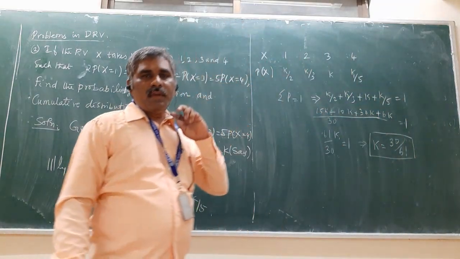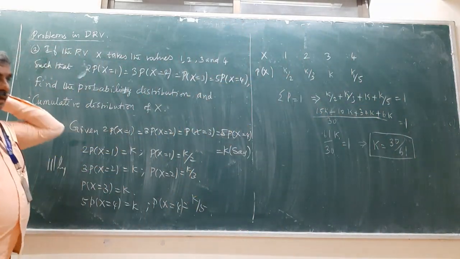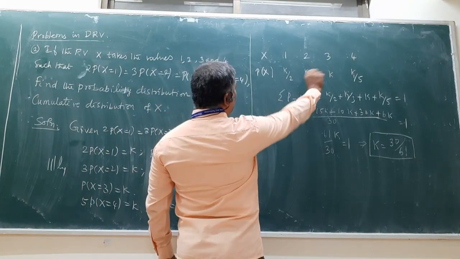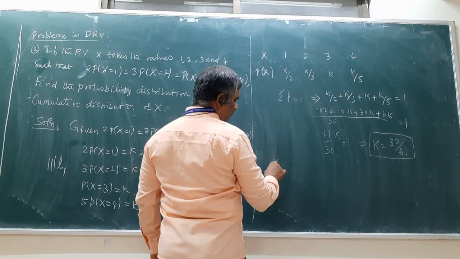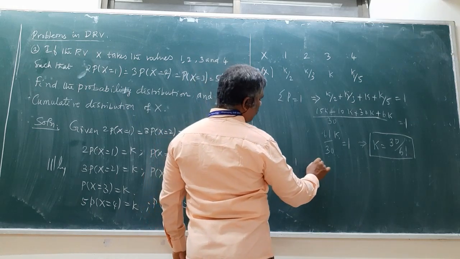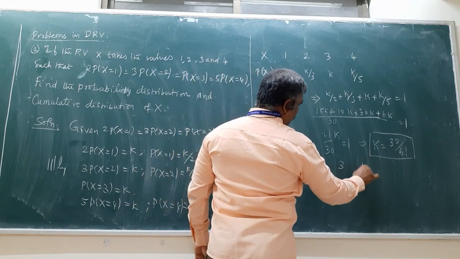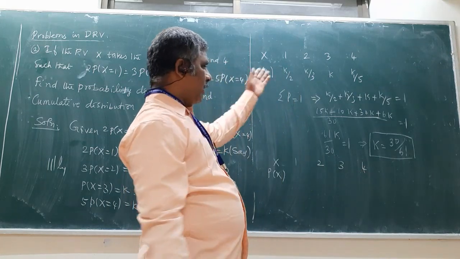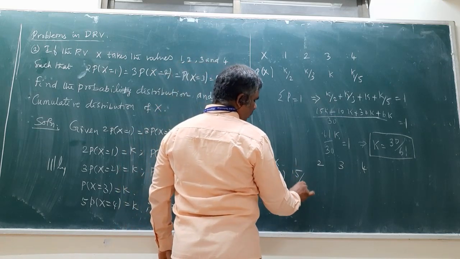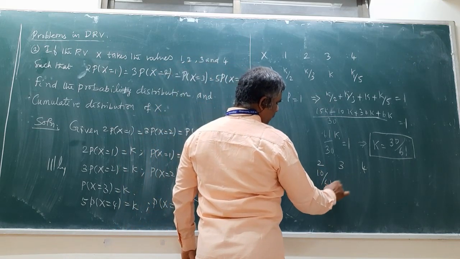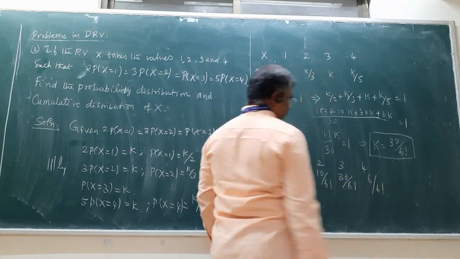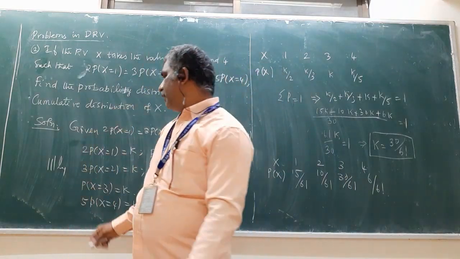After finding the value of k, you substitute k equal to 30 by 61 in the probability distribution. What do you get? The x values are 1, 2, 3, 4. If you substitute k equal to 30 by 61, you will get p of x as 15 by 61, 10 by 61, 30 by 61, 6 by 61. This is the first question.